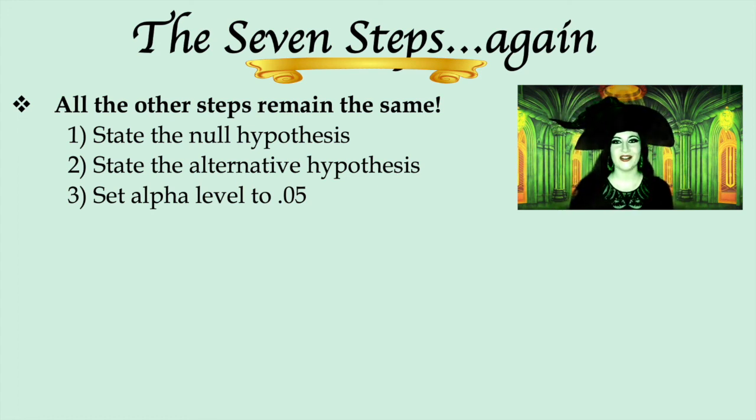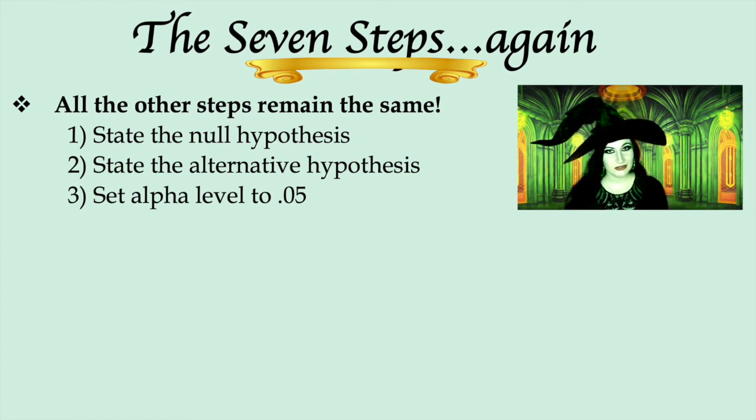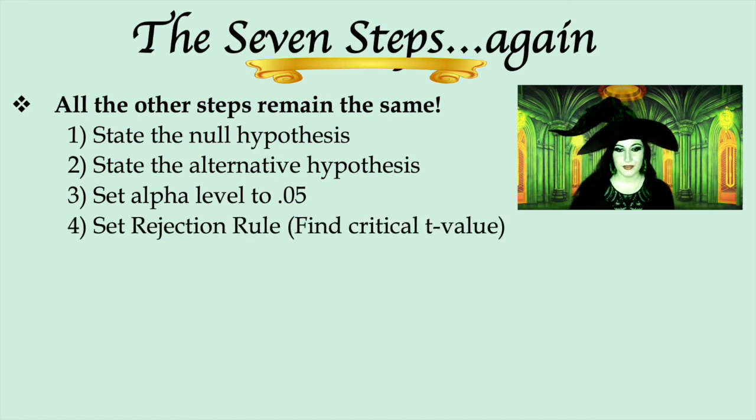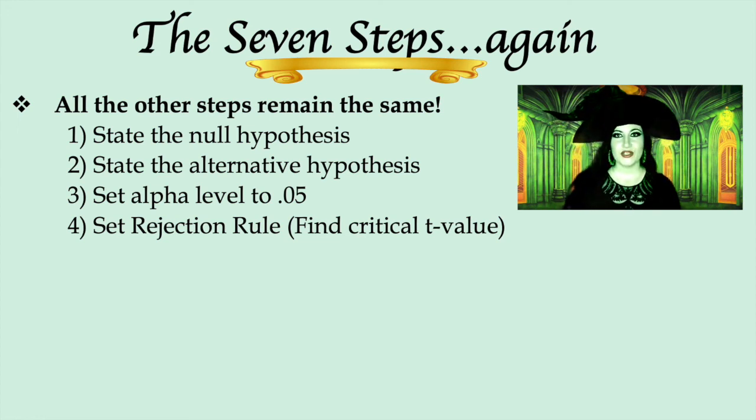Step 3 requires no calculation or even writing whatsoever. You just set your alpha level to 0.05. Once again, this alpha level of 0.05 means that we are accepting a 5% chance of error. Now, step 4 is to set your rejection rule. It's that threshold that we're going to be using as a comparison to our t-computed value. So in other words, step 4 is asking us to find the critical t value for our sample.